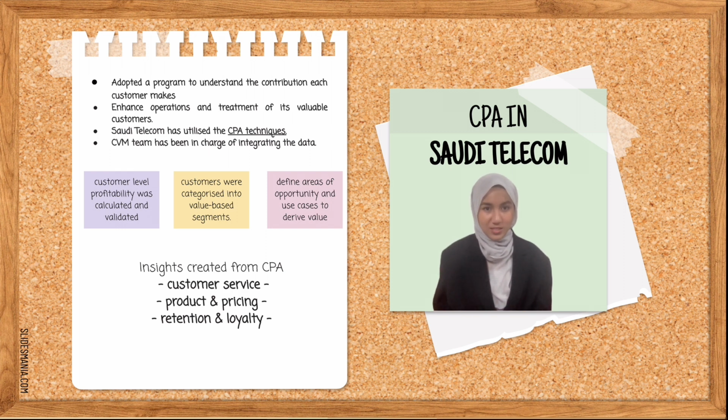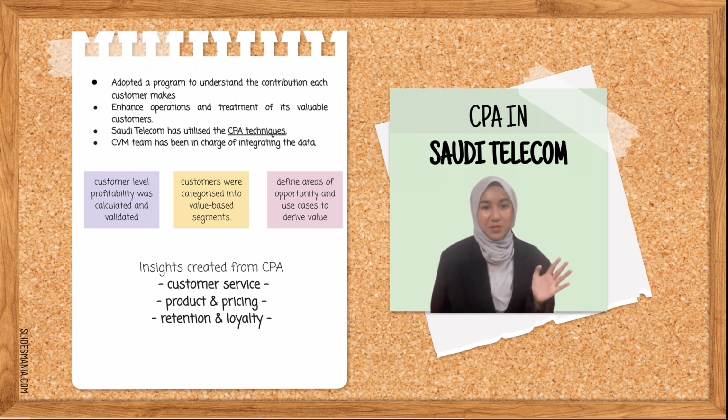As discussed earlier on the techniques of CPA, Saudi Telecom has utilized the CPA techniques. Saudi Telecom optimized the cost elements and brought unprofitable customers to a break-even point. For example, it expects to increase profits by approximately 16%. Afterwards, the customer value management team has been in charge of integrating the data. Once customer level profitability was calculated and validated, customers were categorized into value-based segments. With the value calculations and segments in place, Saudi Telecom has begun to identify areas of opportunities and use cases to derive value from the project.